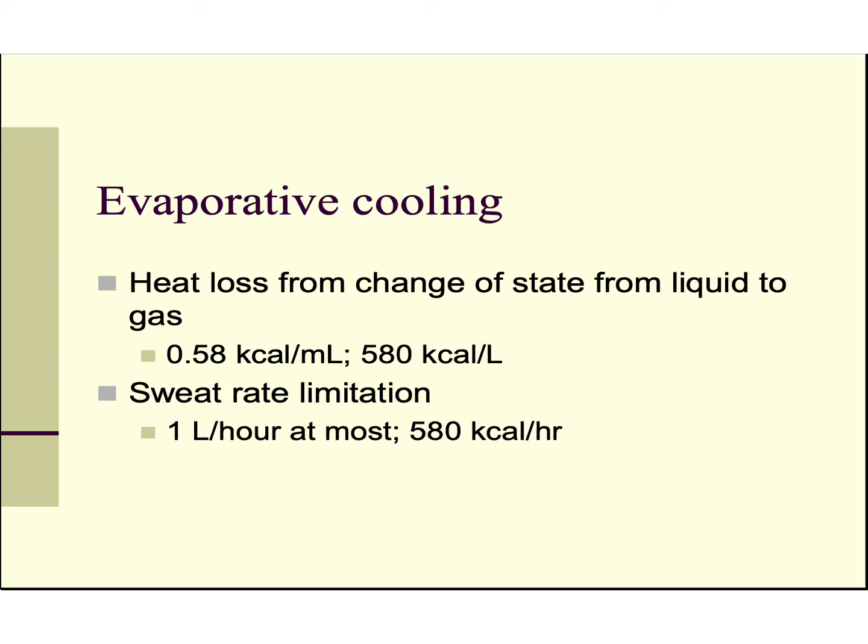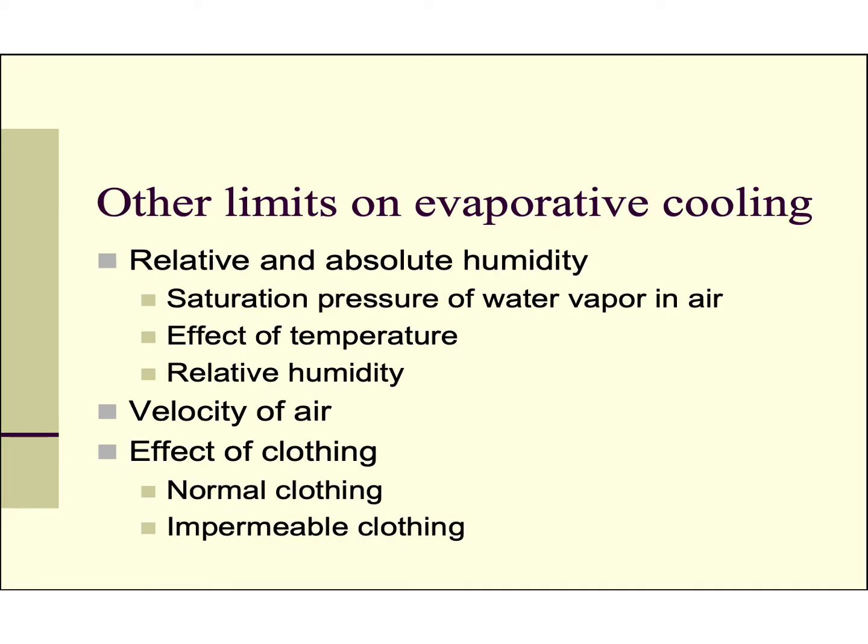For a person who doesn't have enough liquid in them, who's dehydrated, or who's not acclimated to heat, they may not be able to sweat at this rate. For our calculations, we use 580 kilocalories per hour as the limit on evaporative cooling. Besides the limit imposed by the amount that one can sweat, there are other limits, one of which is the amount of moisture in the air, expressed as humidity.